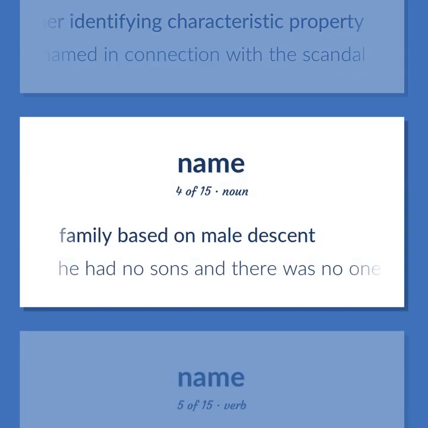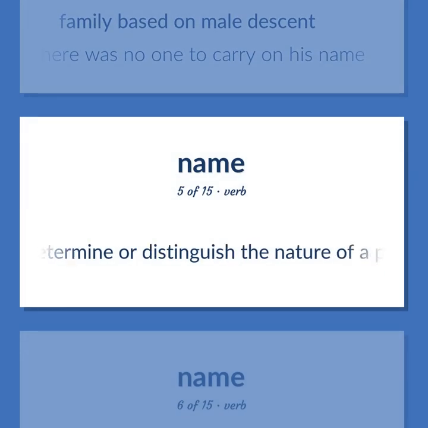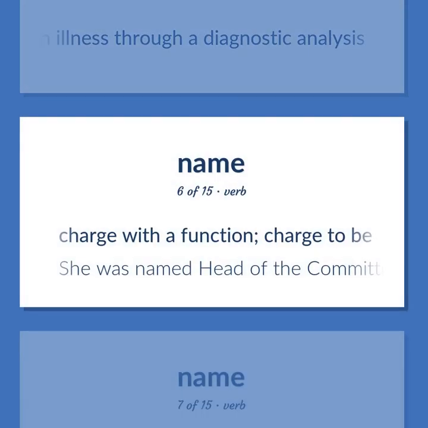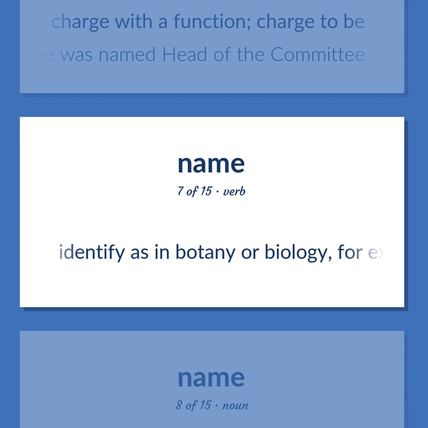Family based on male descent. He had no sons and there was no one to carry on his name. Determine or distinguish the nature of a problem or an illness through a diagnostic analysis. Charge with a function. Charge to be. She was named head of the committee. Identify as in botany or biology, for example.